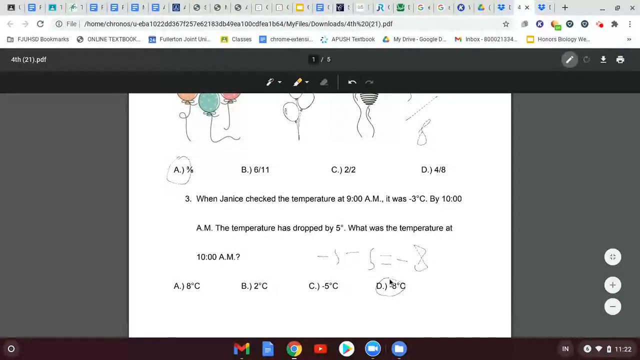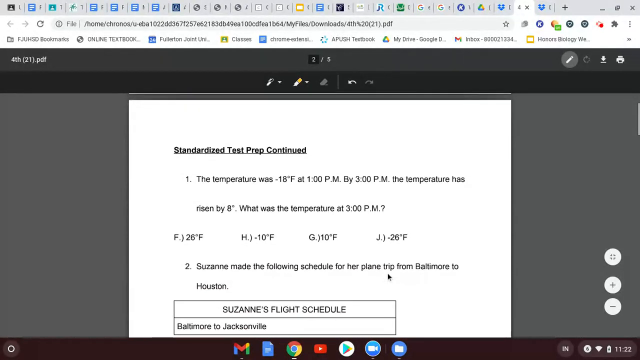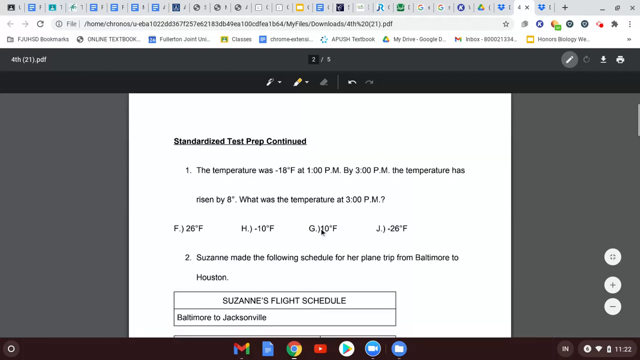degrees Celsius. Okay. The temperature was -18 Fahrenheit at 10 p.m. By 3 p.m., the temperature has risen by 8. What was the temperature at 3 p.m.? So risen means that we have to add because the temperature got hotter, right? So -8 plus 8 equals -10. Okay.